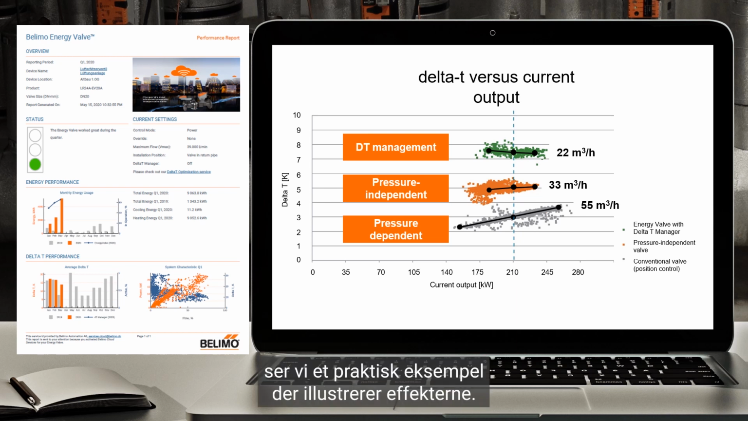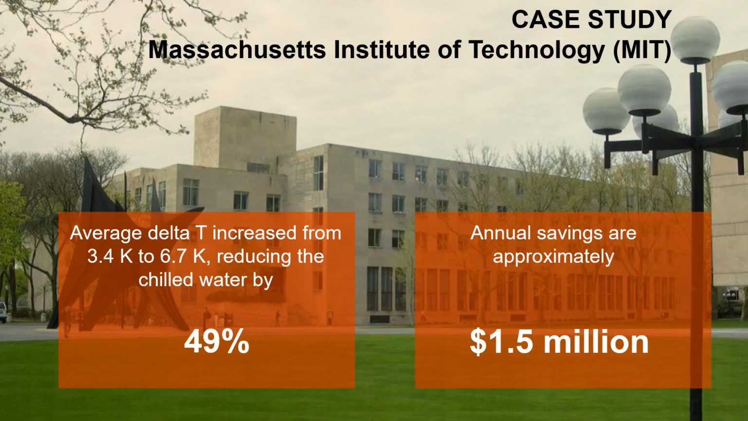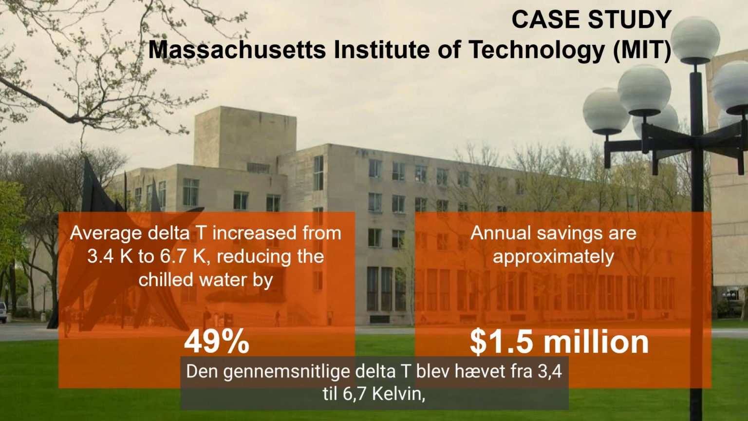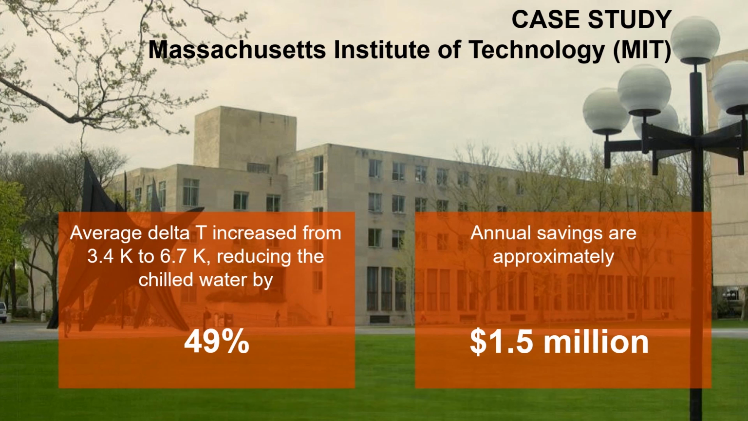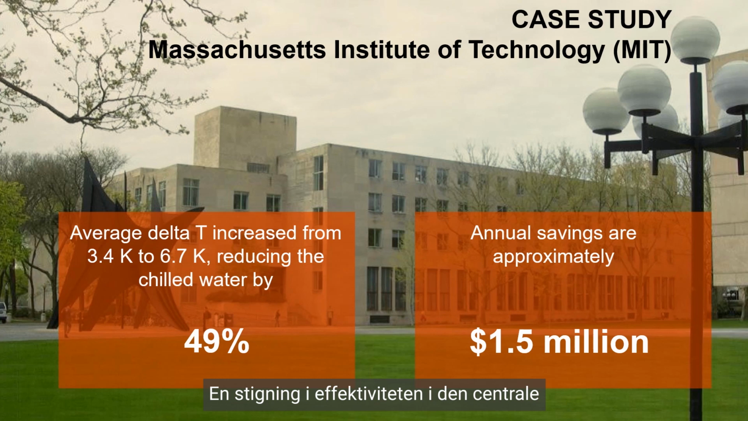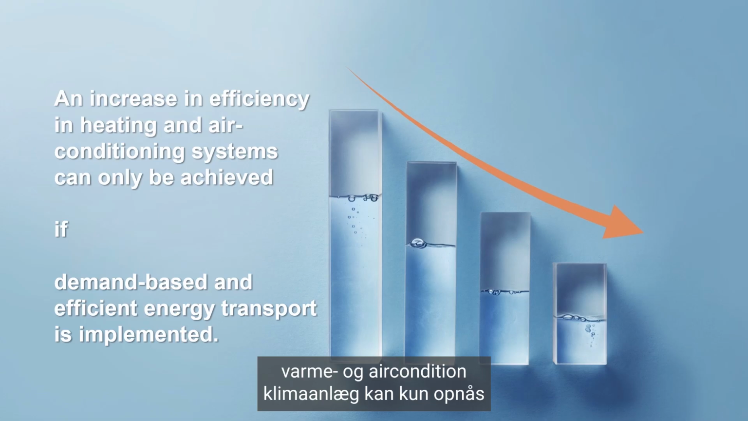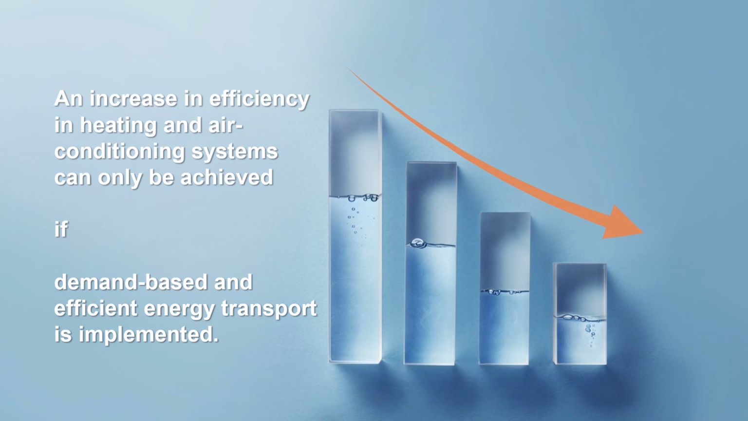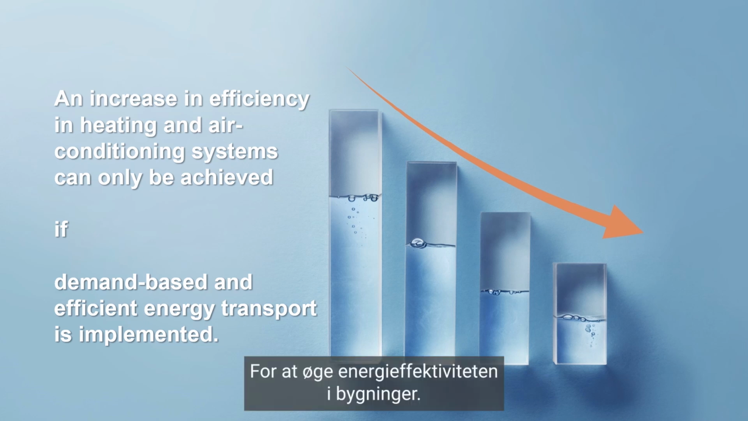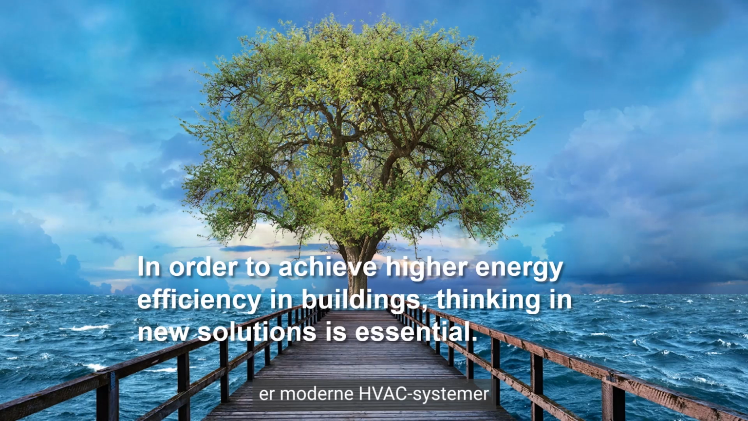On this slide we see a practical example that illustrates the effects. The average delta T was raised from 3.4 to 6.7 Kelvin, reducing the chilled water flow by 49%. The annual savings add up to approximately $1.5 million. An increase in efficiency in the central heating and air conditioning systems can only be achieved if energy can be delivered efficiently and as required. In order to increase energy efficiency in buildings, modern HVAC systems with sophisticated field devices are needed.